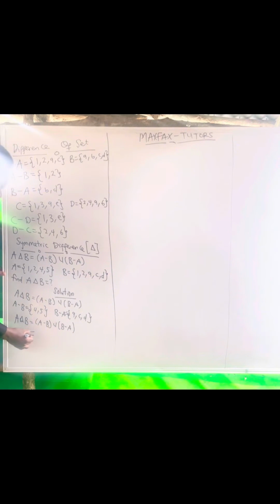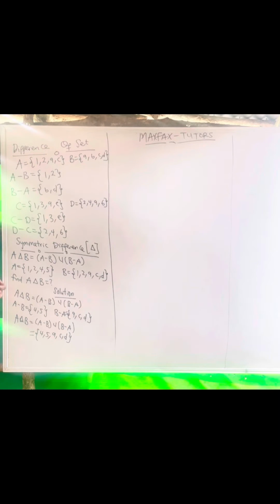And guys, your A minus B is this, your B minus A is this. Then you have to look for the union of the two. Don't forget that whenever you are looking for union, that simply means you combine all the elements in the two sets together without repeating the same element twice. So this will now be equal to 4, 5, a, c, d. So guys, that is how to do it. If you are asked to look for difference, that is how to do it. If you are asked to look for symmetric difference, this is the general formula for symmetric difference.